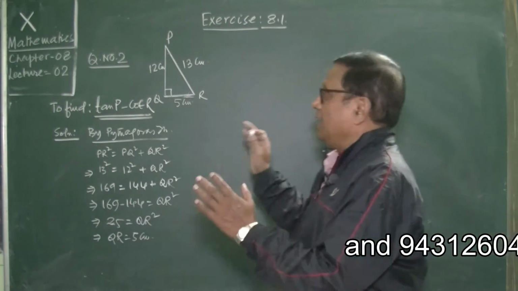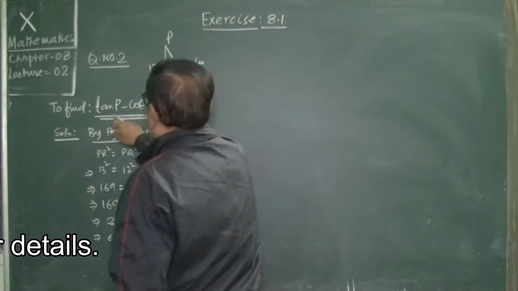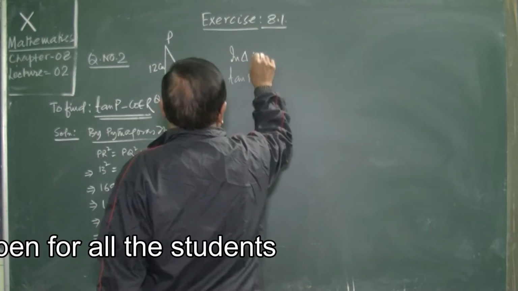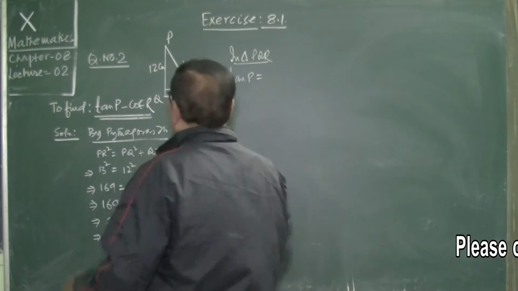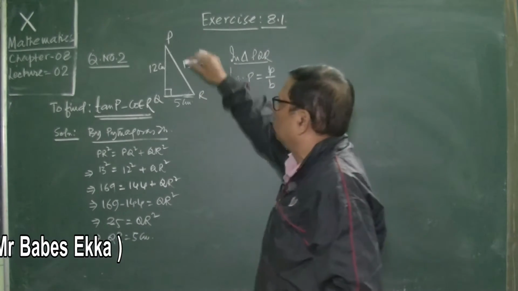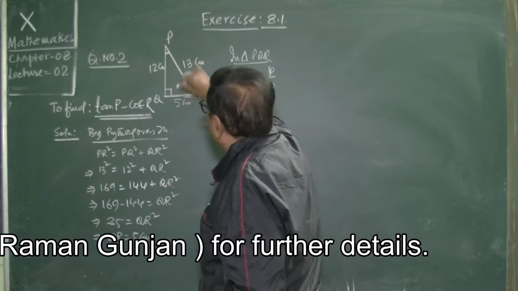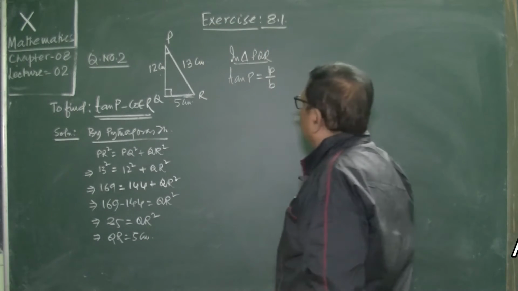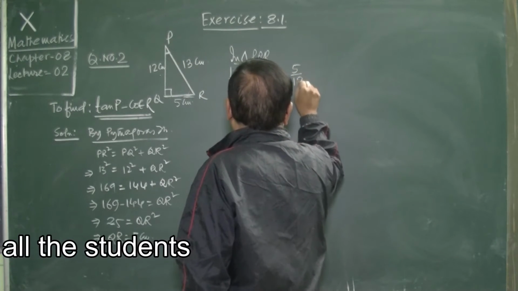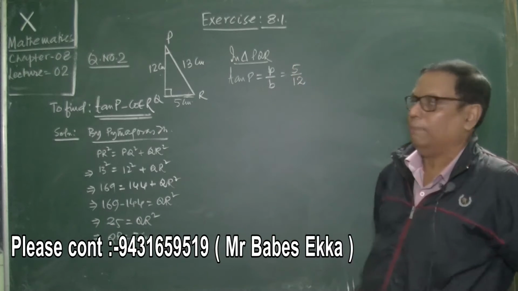Now we know all three sides of the right angle triangle PQR. We are required to find the value of tan P minus cot R. So tan P in triangle PQR: tan means P by B. Tan P is always P by B. P is our concerned angle, so we focus on it. Perpendicular will be 5, base will be 12, and hypotenuse will be 13. So perpendicular by base is 5 by 12. Tan P is equal to 5 by 12.